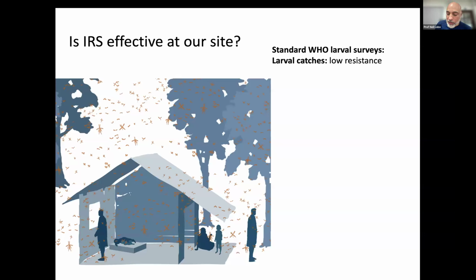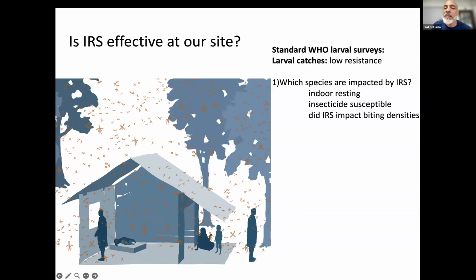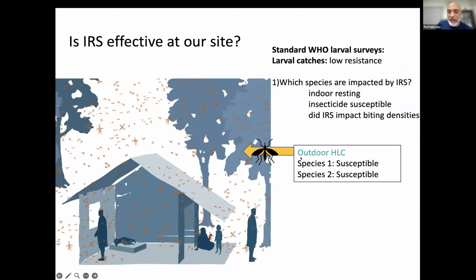So we did this sort of short assay to try and figure out what was happening, a short test. And we asked the questions, which species were impacted by IRS, which species were susceptible to IRS. So we looked at the indicators, indoor resting, we looked at insecticide susceptibility, and our question was, did IRS impact any of these biting densities or resting densities, right? So we used these sampling methods, outdoor HLCs, we used indoor. I'll go through everything we used and what data we found.